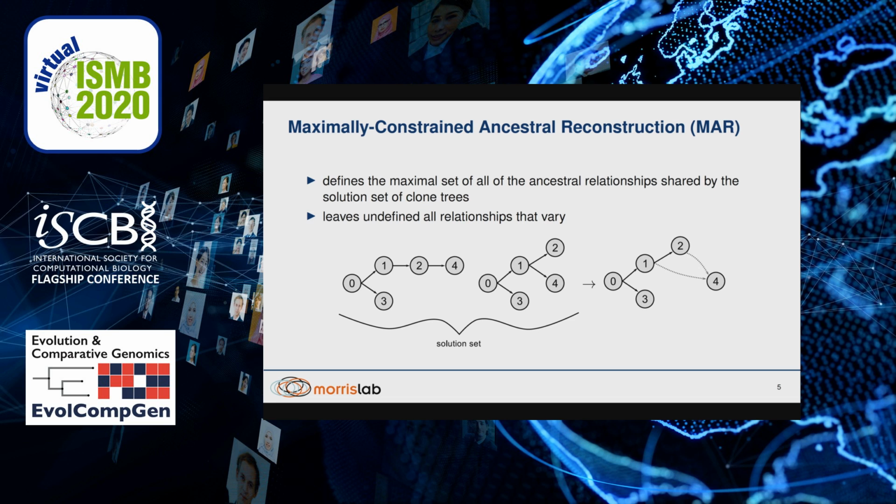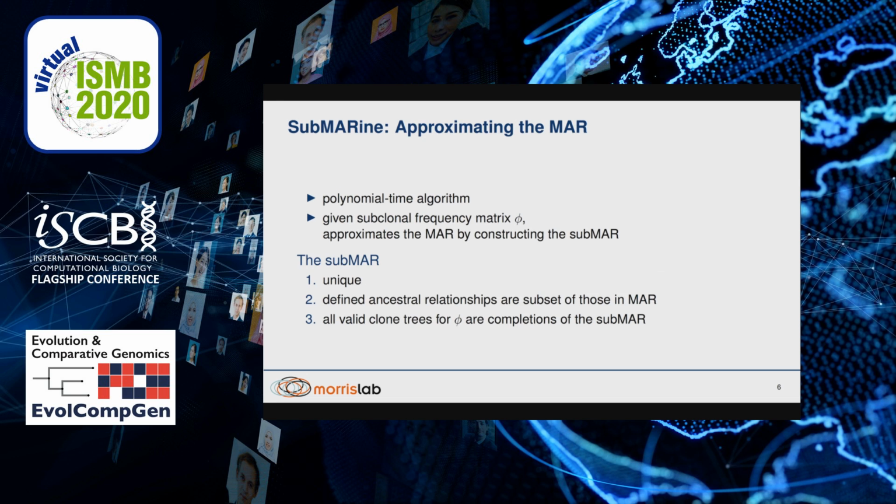However, usually the set is not given. This is why we developed SubMARine, our polynomial-time algorithm that, given a subclonal frequency matrix phi, approximates the MAR by constructing the subMAR. The subMAR is also a partial clone tree with three important properties: the subMAR is unique, its undefined ancestral relationships are a subset of those in the MAR, and hence all valid clone trees of phi are also completions of the subMAR.